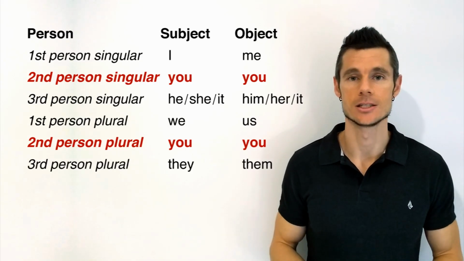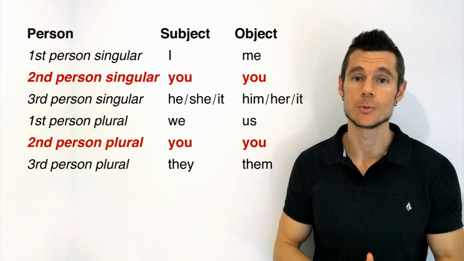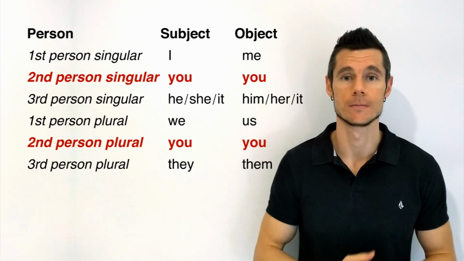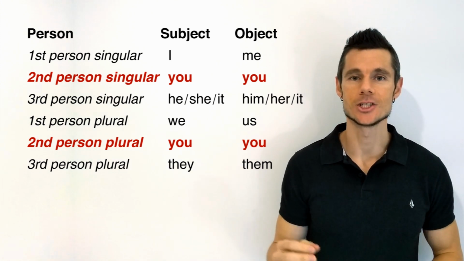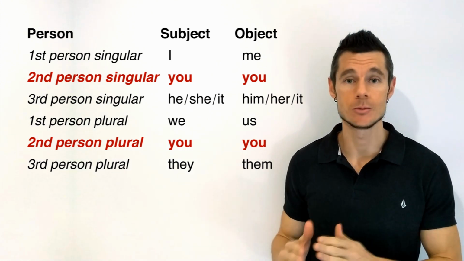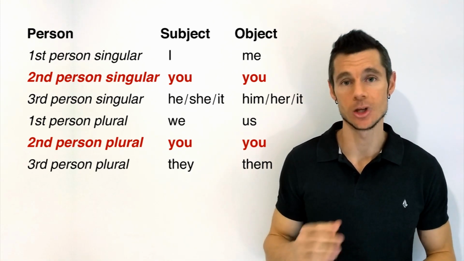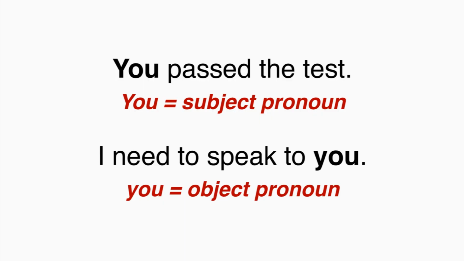The second person is the person being spoken to. This pronoun is the same in the subject, object, singular, and plural forms: you. The position in the sentence will indicate whether it's a subject or an object. Context is needed to know whether this pronoun is singular or plural. You passed the test. You is a subject pronoun because it's performing the action and it's before the verb. I need to speak to you. You is an object pronoun because it's receiving the action and it's after the verb.